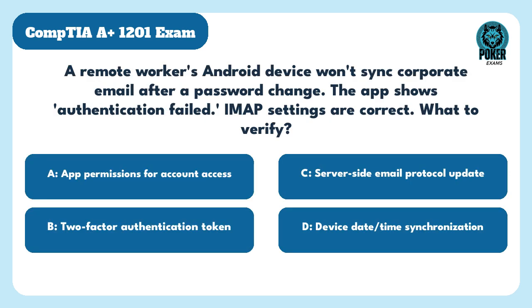Question 2. A remote worker's Android device won't sync corporate email after a password change. The app shows authentication failed. IMAP settings are correct. What to verify?